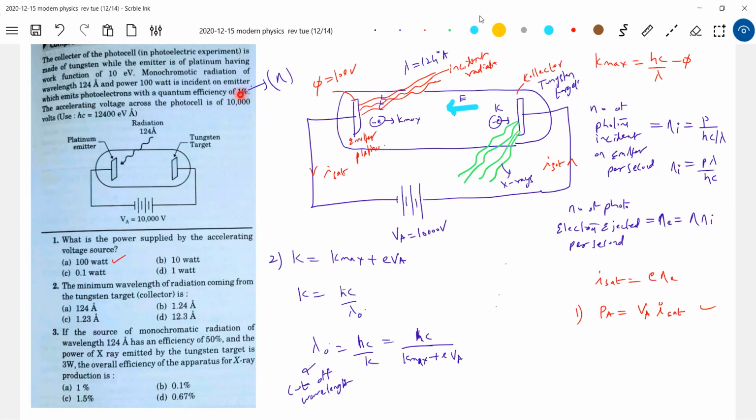When it is having 50% efficiency, what will happen? It should come with 200 watt. So the 200 watt plus 100 watt is the supplied power. Output power is how much? 3 watt. That is what is being asked here. So the third part.